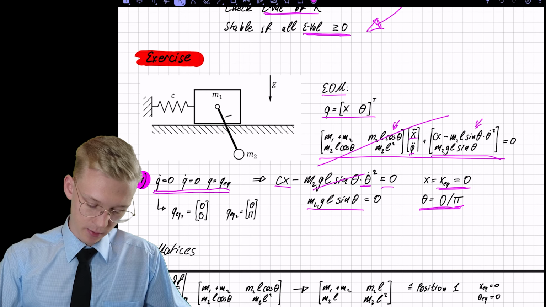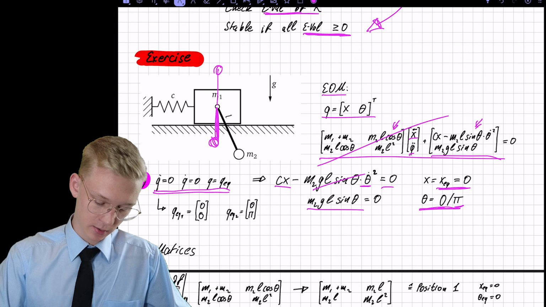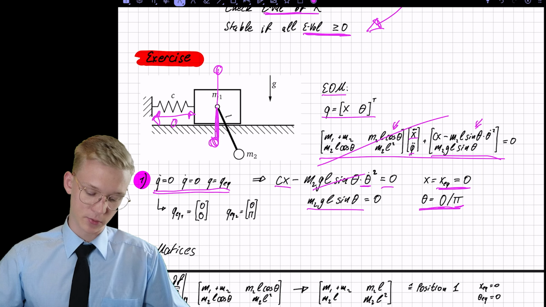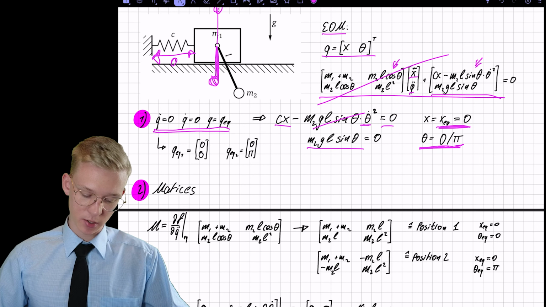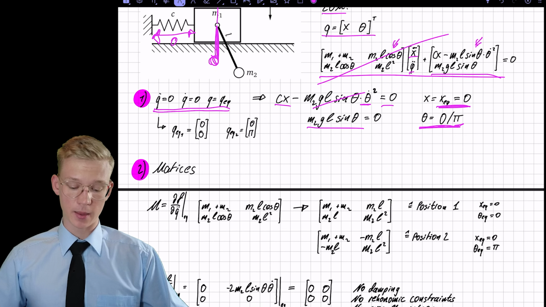So this is the first and this is the second. And this distance is zero. So now we found the equilibrium positions, and now we want to get the matrices.